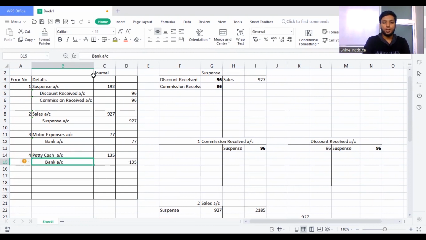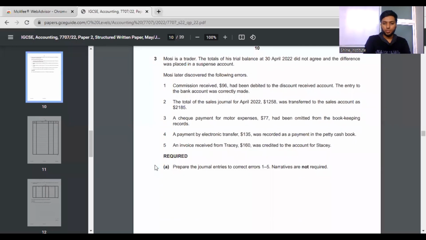So the last part of this particular transaction: an invoice raised from Tracy, 160, was credited to the account of Stacy. Now this is a commission error. Commission means you are recording it in a similar account and you need to revert it back to the other account. Which means you see the names Tracy and Stacy both look very similar, and because of the similarity of the names, they have confused them and put it in the correct class of account. When I say class of account, I'm saying asset, expense, capital, liability, income. So it's in the same class of account, but in the wrong account. So we need to remove it: received from Tracy, 160, was credited to Stacy. So we should remove it from Stacy and record it under Tracy.